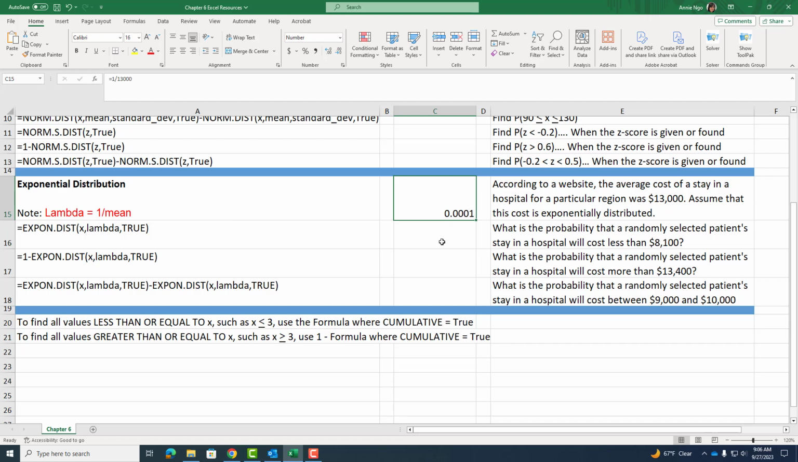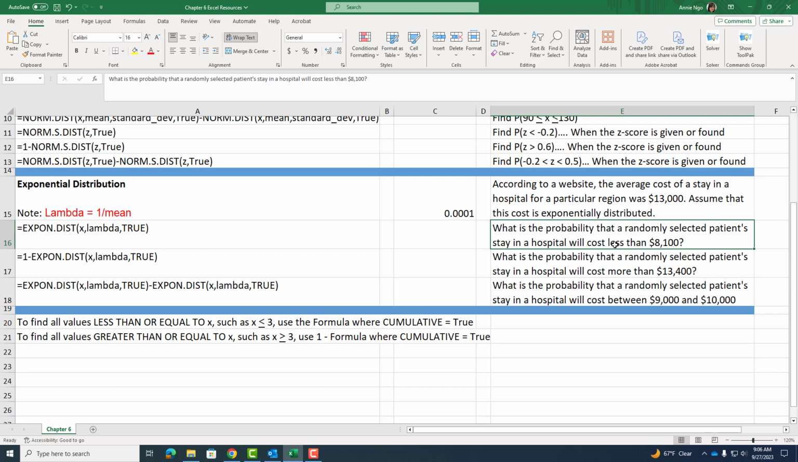I prefer as a fraction because then Excel does the math for me, but just so you know what I was doing here, let me just double click on that so you can see the formula again. I just did 1 over the mean, and you can leave it in that format. It's totally fine. So here in this example, what is the probability that a randomly selected patient's stay in a hospital will cost less than $8,100?